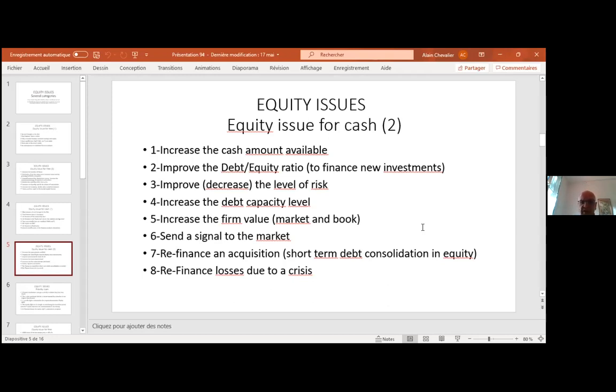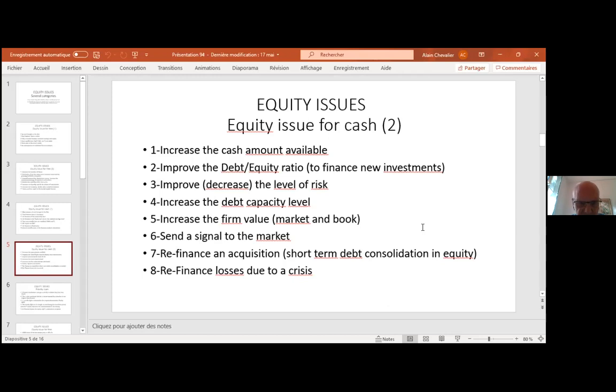Point three, you improve. That means you decrease the level of risk. When you increase your level of cash, when you improve your level of equity compared to the level of debt, you decrease the level of risk. It's one basic technique to manage the level of risk of a firm.